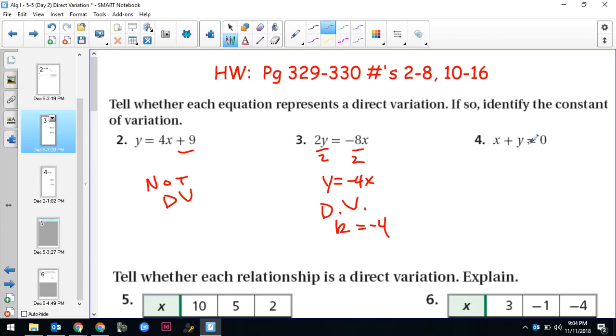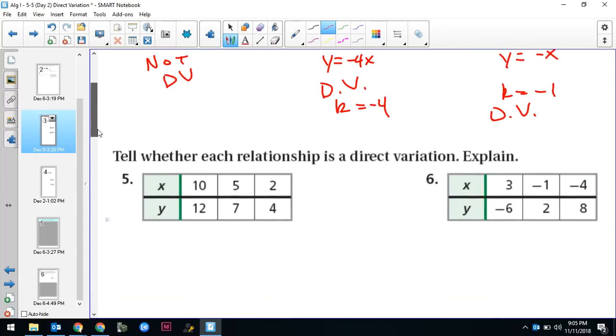Again, y is not solved here in number 4, so I've got to subtract x over to the other side. That means y is equal to negative x. Well, that's a direct variation, no pluses or minuses. So we would say our k value is, well, what's multiplied to x? A negative, so negative 1. So we would say that one is a direct variation as well.